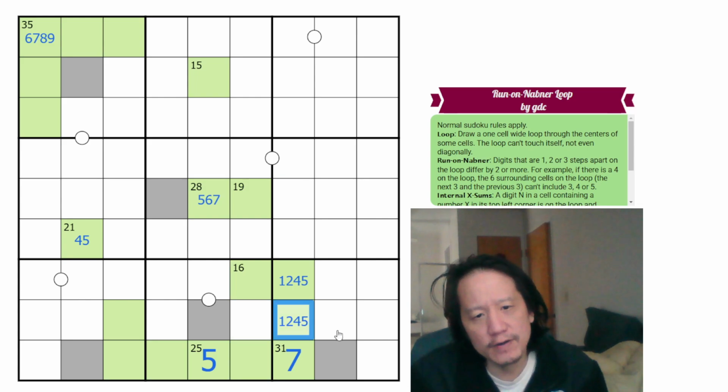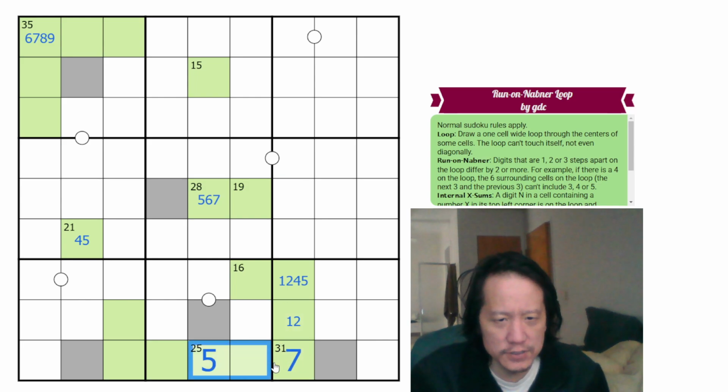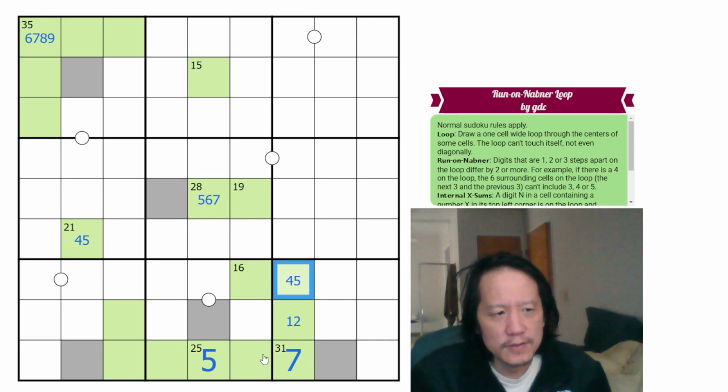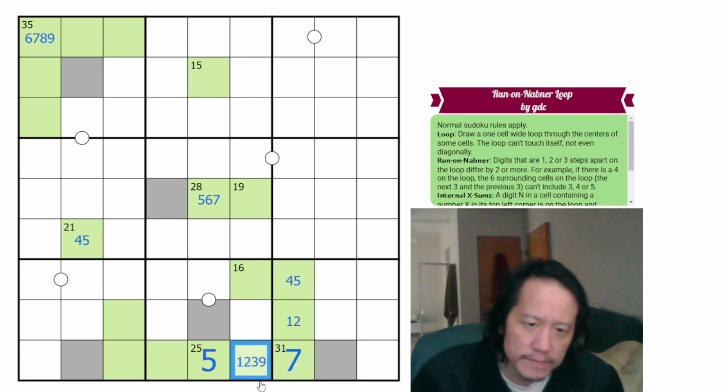This can't be 5, though, because that's 3 away. This can't be 4, because it's 3 away from this 5. Therefore, this can't be 1 or 2. This is 4 or 5. What could this be? 1, 2, 3, no 4, no 5, no 6, no 7, no 8. It could be 9.